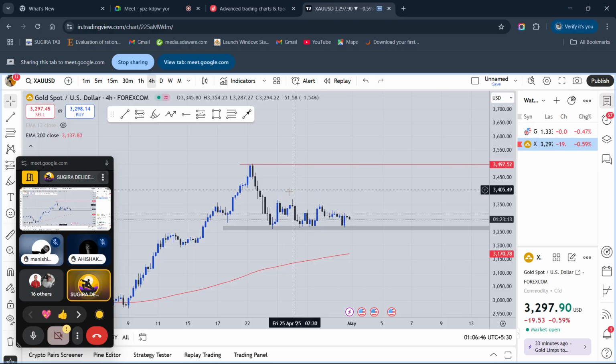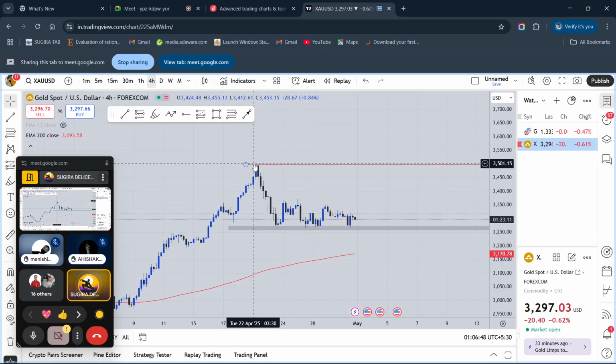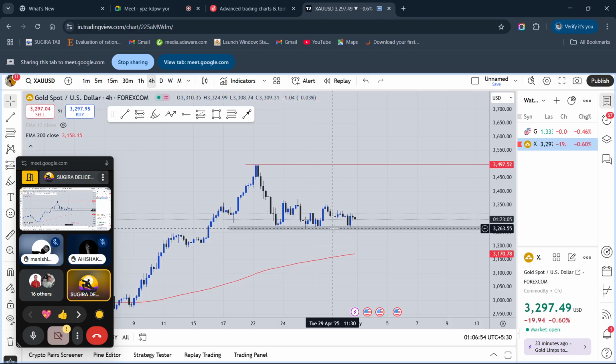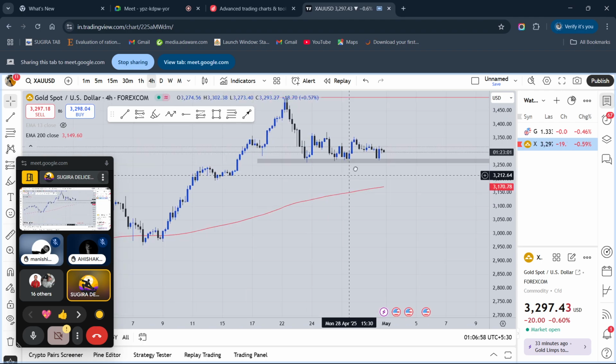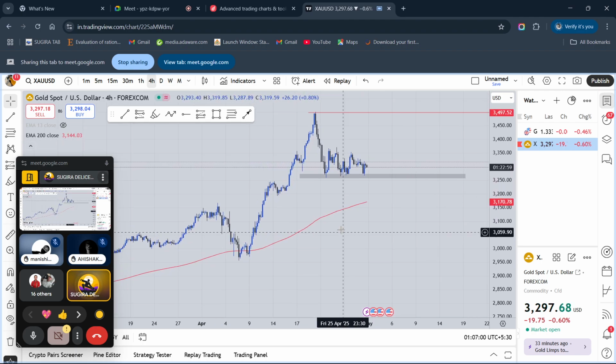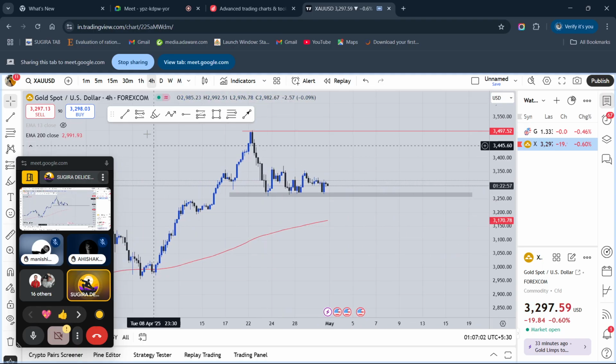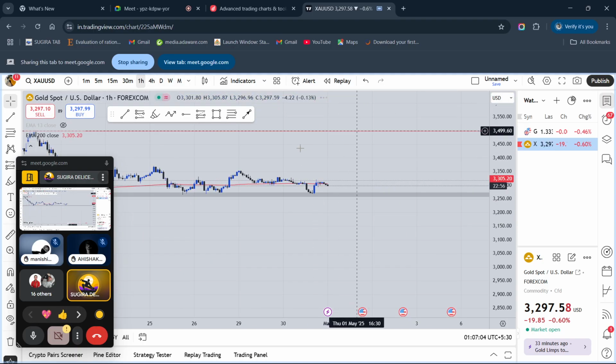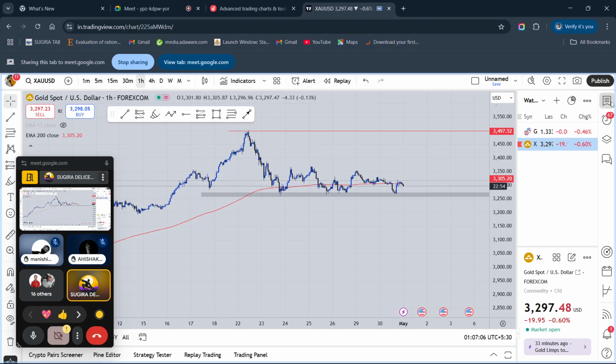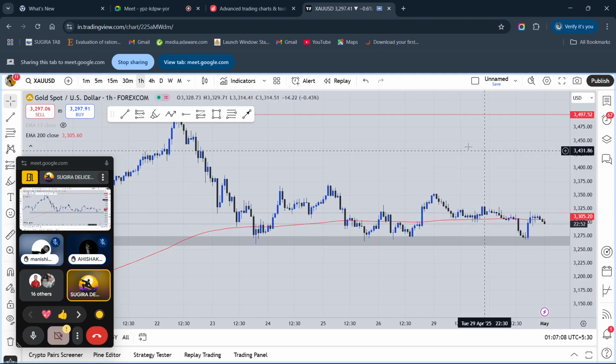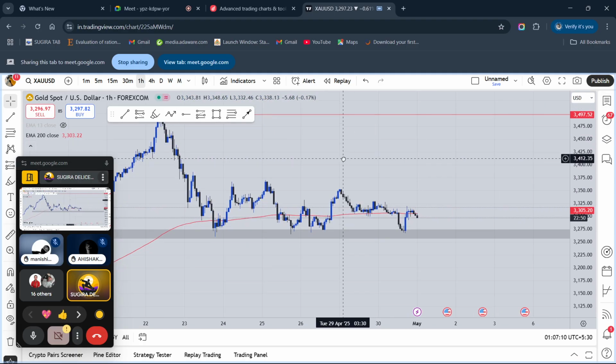We have already marked out our target, and we have already marked out our point of interest, which is this level, which is rejecting the market. So now we want to know where the market is heading to. So we're going to come to the lower time frame, which is the 1 hour time frame. We're going to decrease a bit and come to the lower time frame for us to see what levels are present in the market.